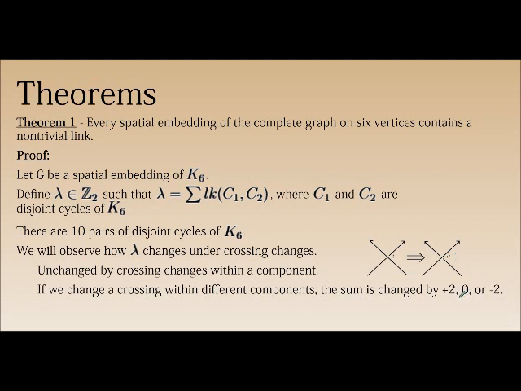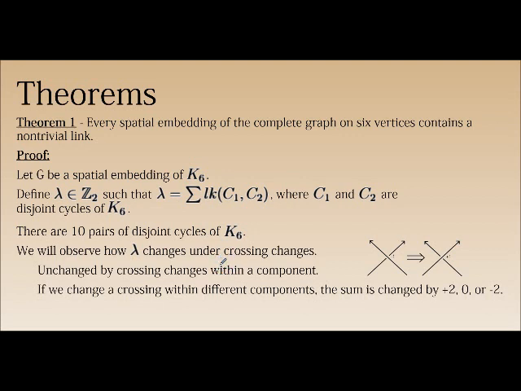I could also get a change of 0 if I changed multiple crossings and they ended up sort of canceling each other out. So changing those changes the sum by 2, 0, or -2. That's the value of the linking number. That's also meaning that the value of the sum is going to change by 2, 0, or -2, or even a factor of 2 or -2.